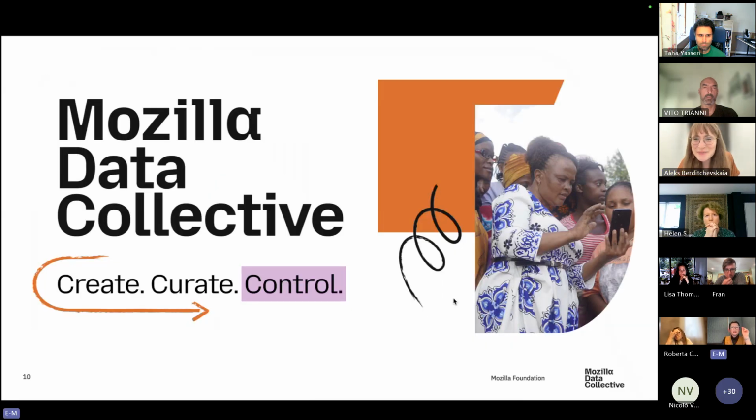Perfect. And then the other project that I look after within Mozilla, which is newer, is called Mozilla Data Collective. That's essentially a sister platform for Common Voice, which allows people to share other data sets that they already have.